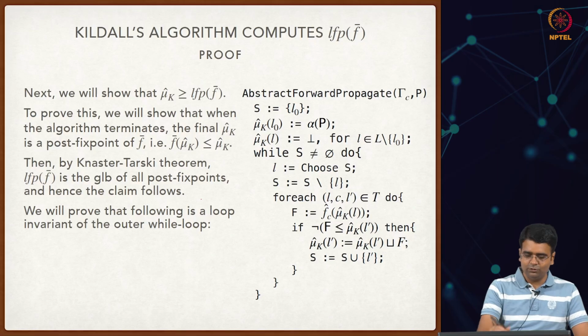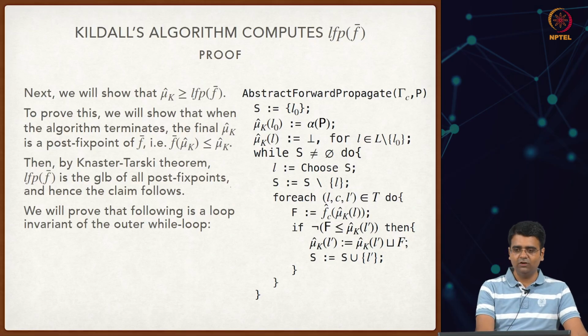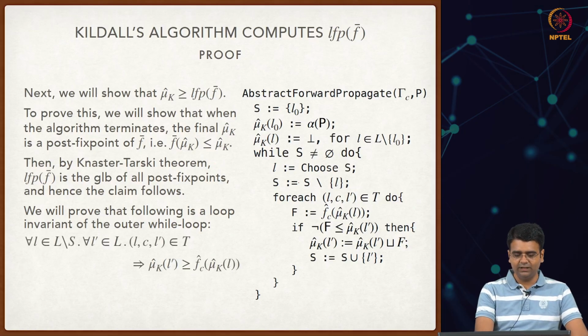In order to prove this, we are going to come up with another loop invariant for the outer while loop. So this is a second loop invariant. We have already seen one loop invariant. This is another one, and it will help us show that mu hat k is actually a post fixed point of f bar. So what is this loop invariant? Here is the loop invariant.